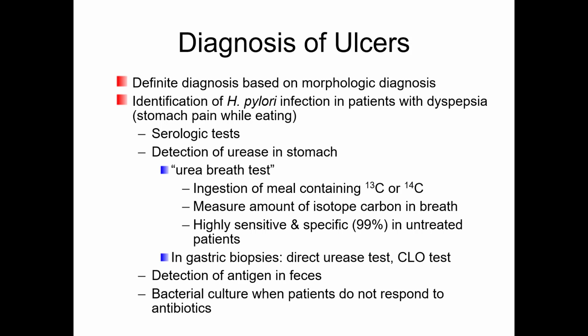In gastric biopsies, we do a direct urease test and the CLO test. Detection of the antigen in feces is also performed, so we'll take a fecal sample from the patient and look for the antigen in the feces, although it's not very sensitive. And then when patients do not respond to antibiotics, we do a bacterial culture.